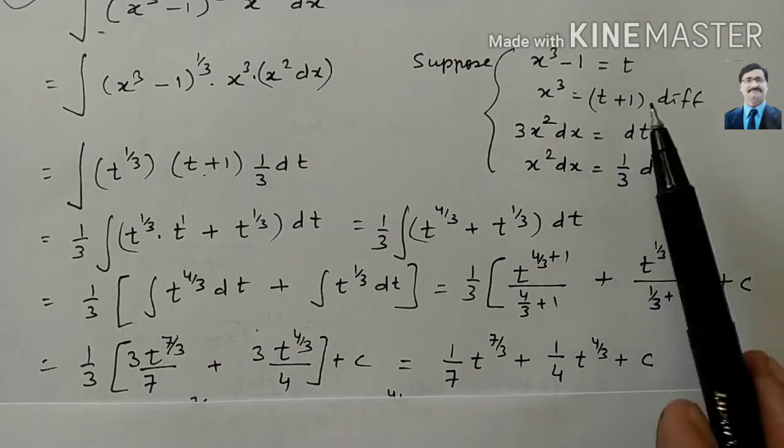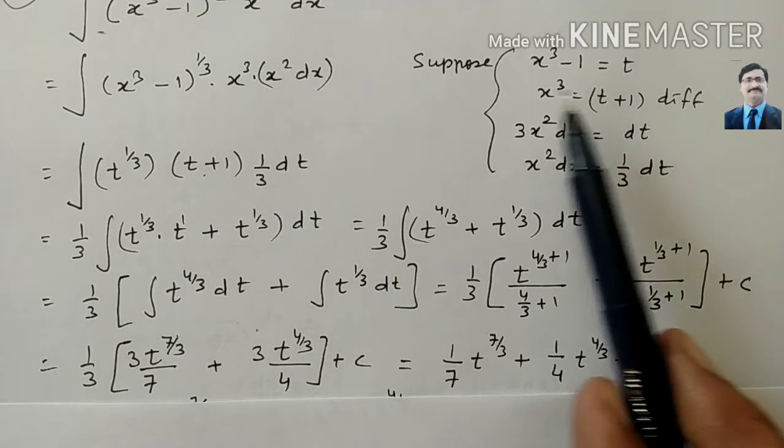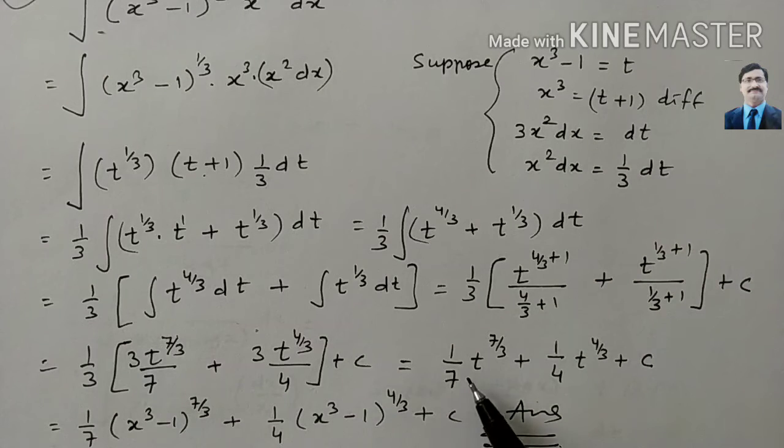Now in place of t we can put x cube minus 1. So in place of t we put x cube minus 1, and we get 1/7 (x cube minus 1)^(7/3) plus 1/4 (x cube minus 1)^(4/3) plus c. So this is our answer. All of you understand this?